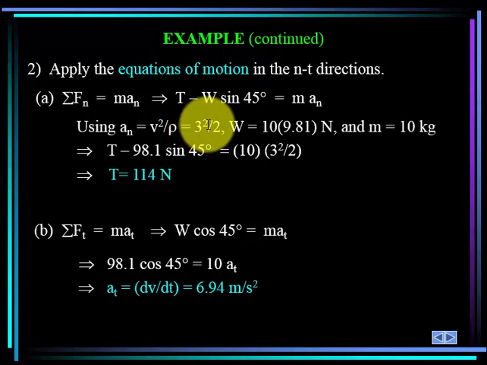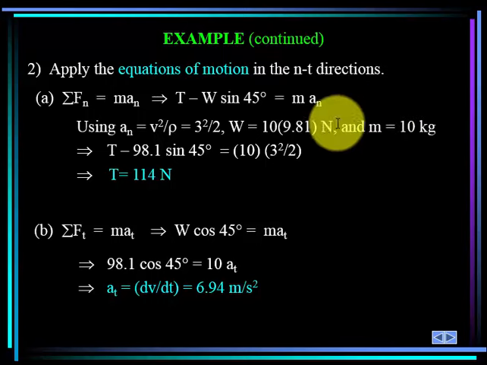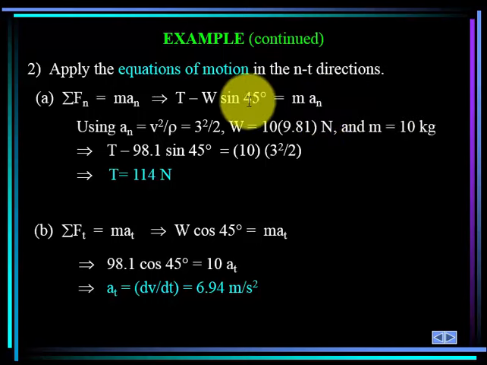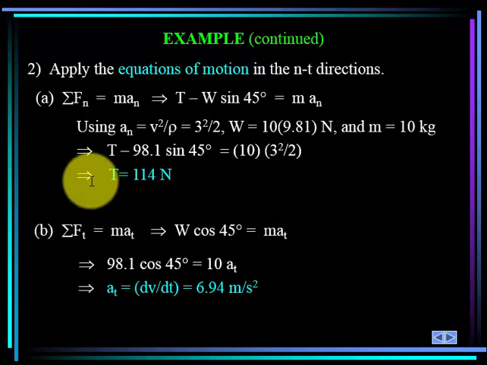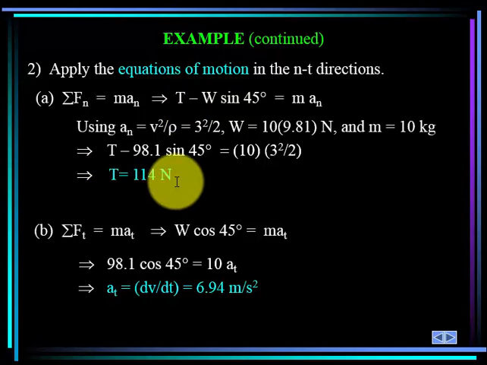And we know the velocity at that point was 3. That was given in the problem statement. Radius of curvature of 2, given in the problem statement, although I didn't highlight that. We know that the weight is mass times acceleration of gravity. Mass was given as 10, acceleration of gravity 9.81. And what do we have left in this equation? We know the acceleration, v squared over rho. We know the weight, mg, times sine of 45. Tension is the only unknown, and the tension in the rope is 114 newtons.